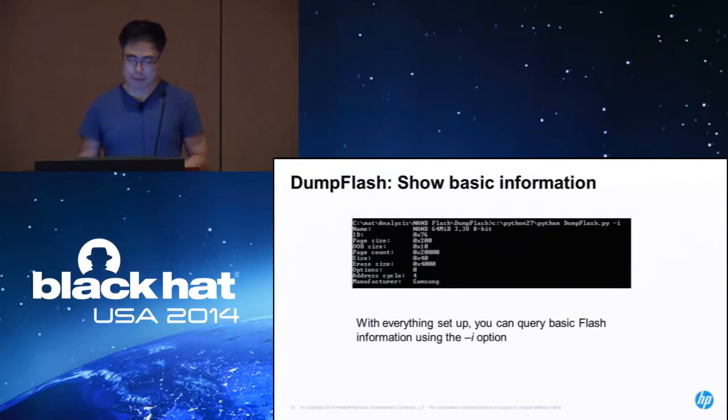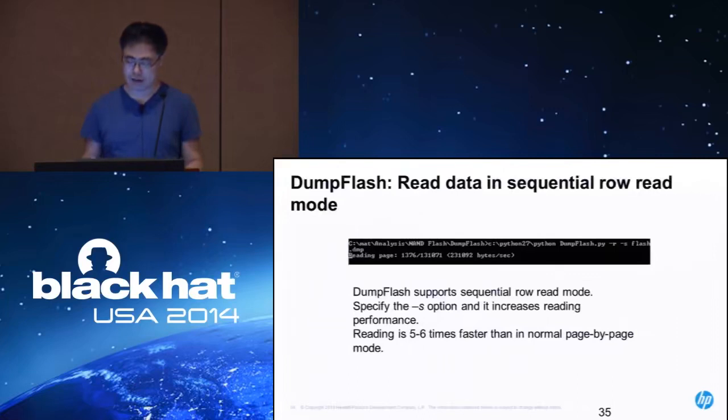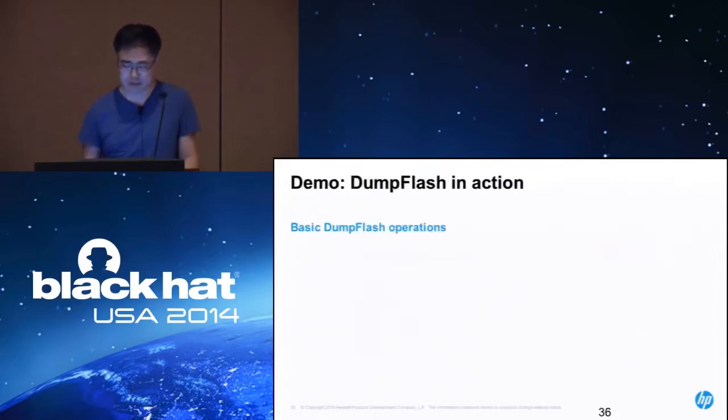For example, I just ran it from Windows, and if you pass the -I option, it will display the basic information about the NAND flash memory, the name and the brand, Samsung. The chip will return an ID field, and the ID field represents the brand or something similar. For reading data, you can pass the -R option. And the -S option specifies a special option for the Samsung brand, which I will talk about later.